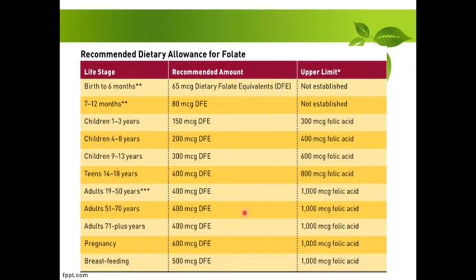Then this is the recommended dietary allowances, that is how much a newborn requires, children require, and how much the adults require in the pregnancy and the breastfeeding, how much it is required.